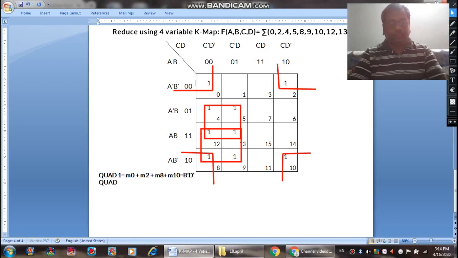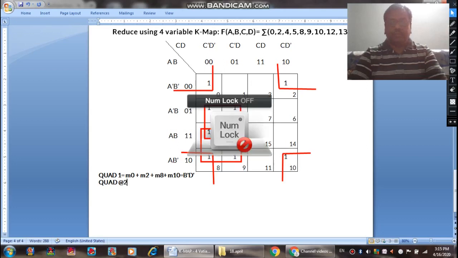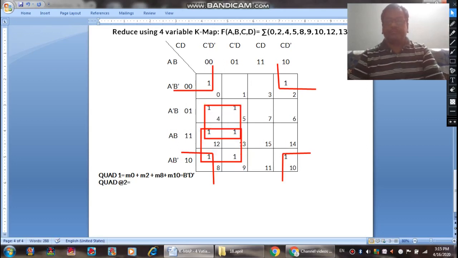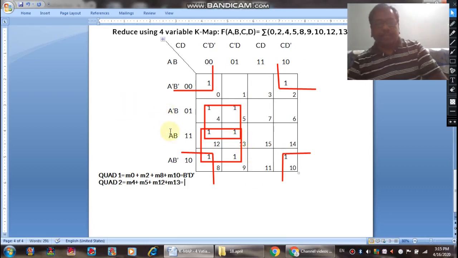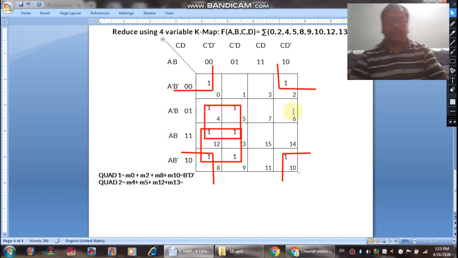Then we will come to quad number 2. For quad number 2, what will we use? M4, M5, M12 and M13. What is the answer here? A bar is changing to A, B is same, C is not changing, and D bar is changing to D. That means the answer will be B C bar.